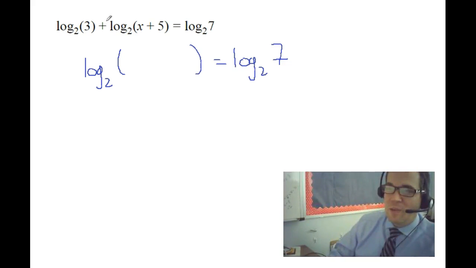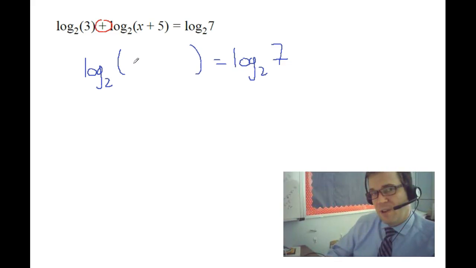Well, these are being added. And there's a rule for condensing logs where if you have log of something plus log of something else and those bases match, we can write one log expression, but take this inner thing and multiply it by this inner thing. So what goes inside there is you can write down 3x plus 15 if you know where I'm going. I'm going to show all my work and say it's going to be this 3 times this x plus 5.